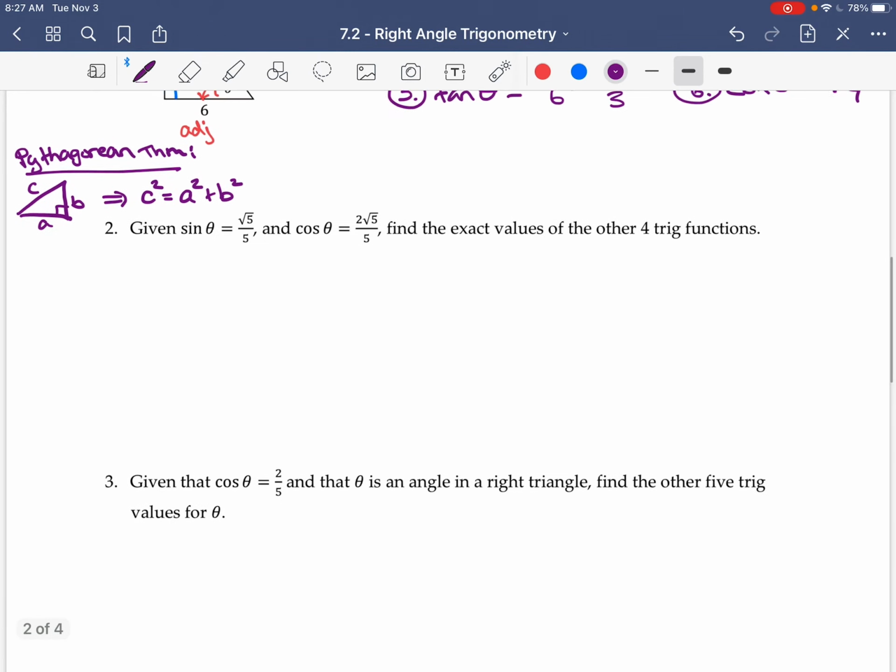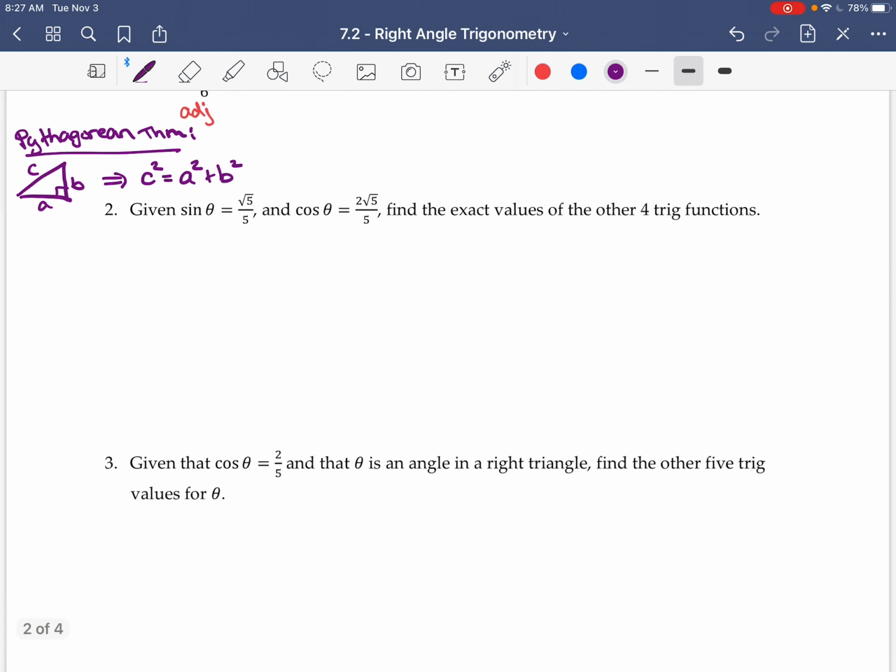Okay, let's do one more example, and then I'm going to leave one for you. So if I know that sine theta is root 5 over 5, and I know cosine theta is 2 root 5 over 5, then what are the other values? So you don't even have to make a triangle here, but you could. So I'm going to just do them without making a triangle.